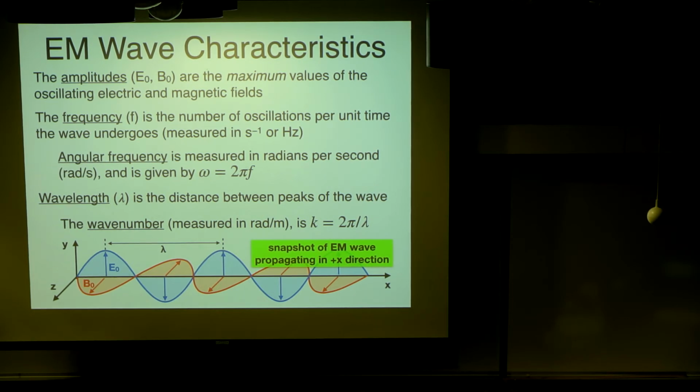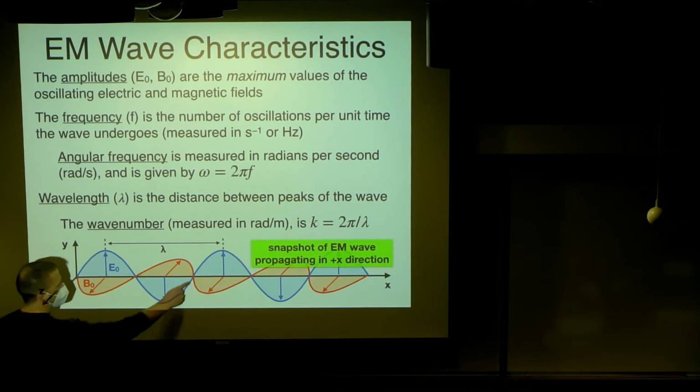The maximum values of those fields are the amplitudes. Okay, we kind of already know what frequency means, right? We've seen this before. The frequency is just the number of oscillations per unit time that the wave undergoes. So again, let's say we're thinking about the electric field. It's going to go to 0, it's going to reach a peak, back to 0, then to a minimum, and then back to where you started.